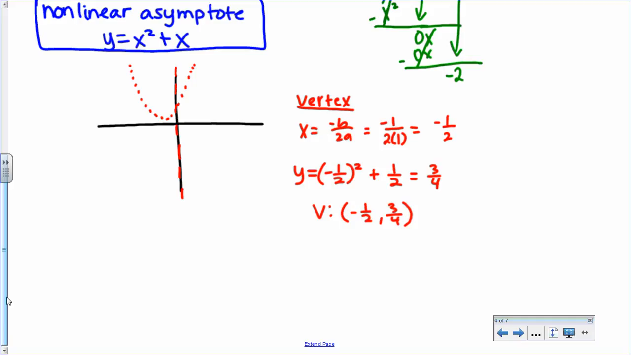Okay, so we've looked at the holes, we looked at the slant asymptotes, and we looked at nonlinear asymptotes. So now let's just practice graphing everything where we have a whole problem that we have to graph.